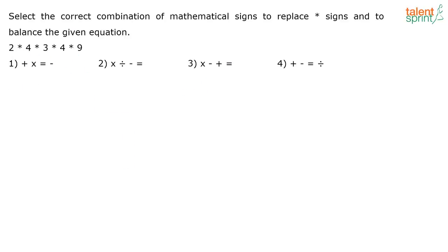So this question you have to do a trial and error method. You will have to put in these symbols here and see which will form a correct equation if you use these mathematical signs.